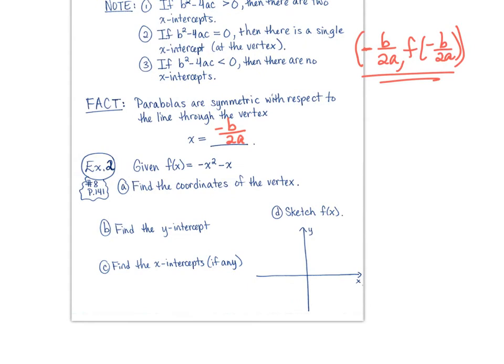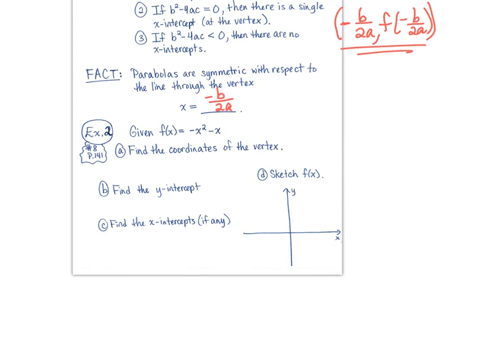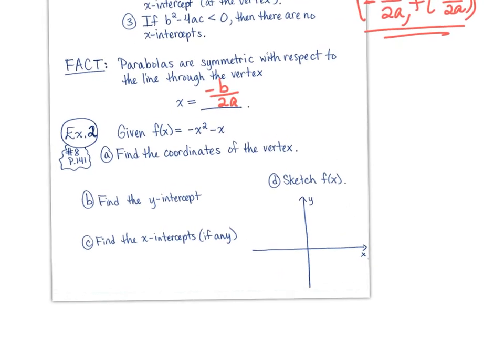Example 2, we're given the function f of x equals negative x squared minus x. I want us to find the coordinates of the vertex, find the y-intercept, find the x-intercepts if there are any, and then sketch the graph. You want a couple minutes to try it? Okay, go for it.